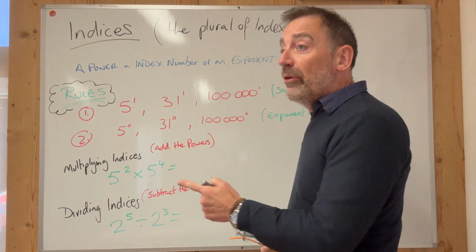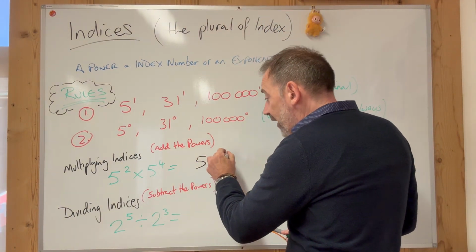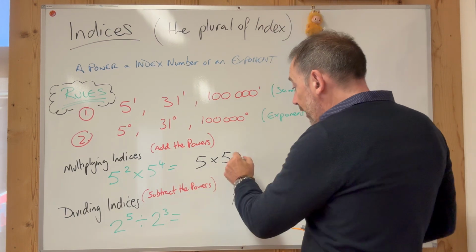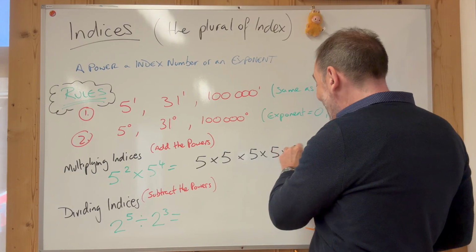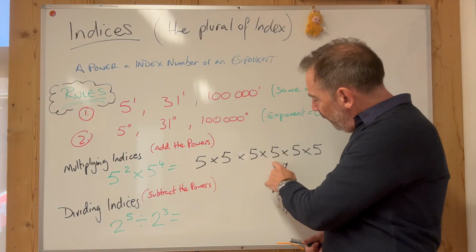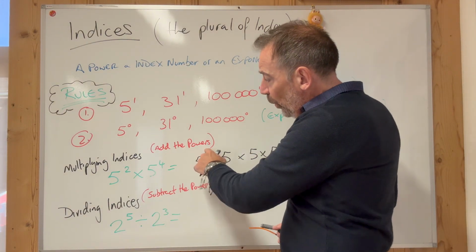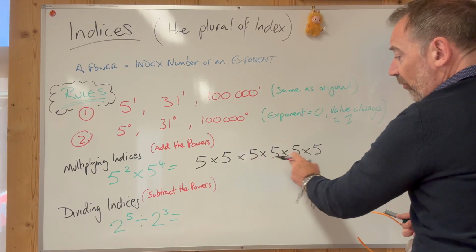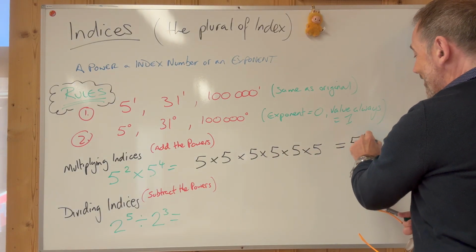5 to the power 2 would be 5 times 5, 25. 5 to the power 4 would be 5 times 5 times 5 times 5. All we're doing is adding the powers together. So we've got 1, 2, 3, 4, 5, 6 lots of these 5. So it would be 5 to the 6.